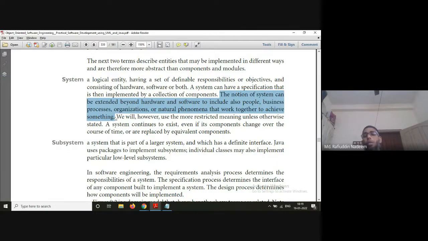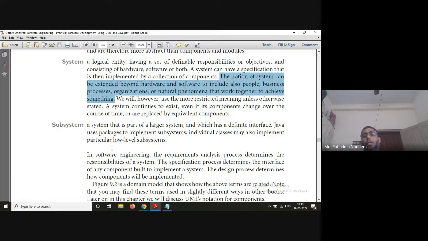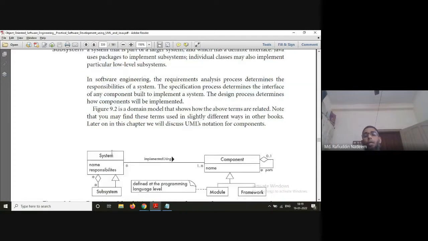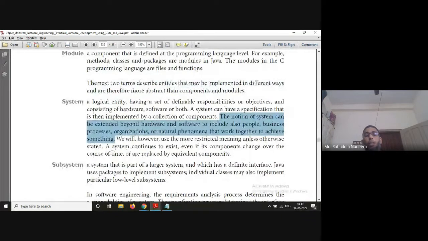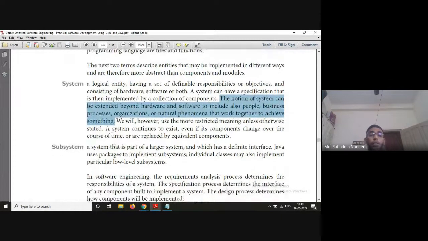And it continues to exist even if the components change over the course of time or are replaced by equivalent components. The system generally continues to exist even if some of the components have been replaced in the course of time.